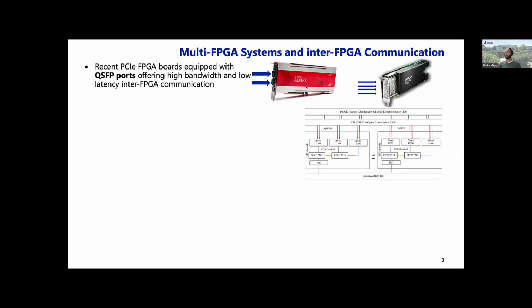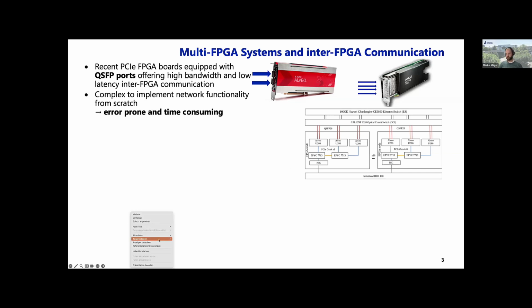The multi-FPGA system that we used for this work is the Noctua 2 system, or the FPGA partition of the Noctua 2 system at PC Square, Paderborn Center for Parallel Computing. Recent PCI Express FPGAs are equipped with QSFP ports that offer high bandwidth and low latency communication. This is also the case for the Noctua 2 system. Here we have in overall 16 nodes with 3 Alveo U280 boards each.